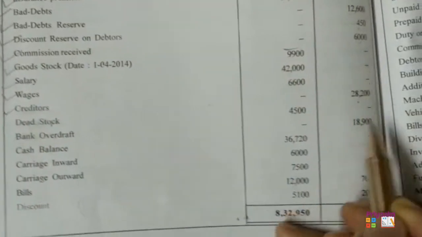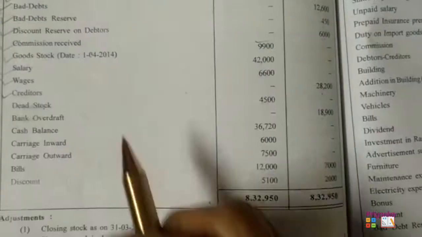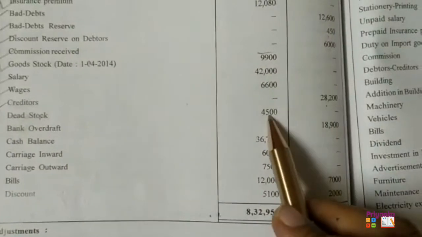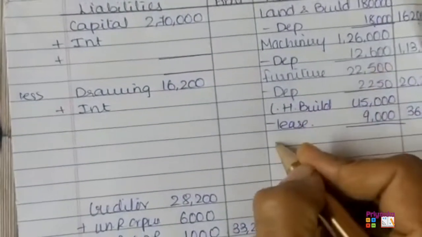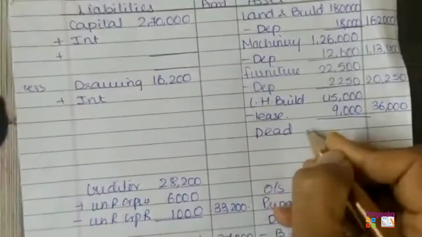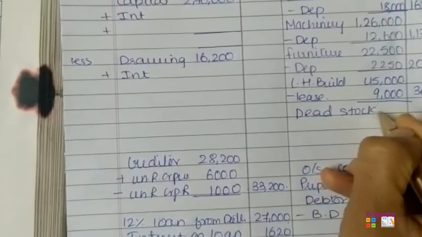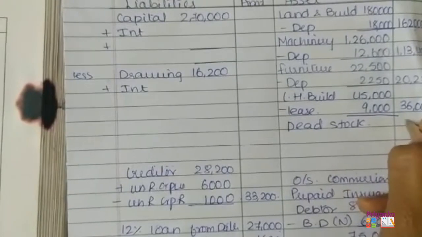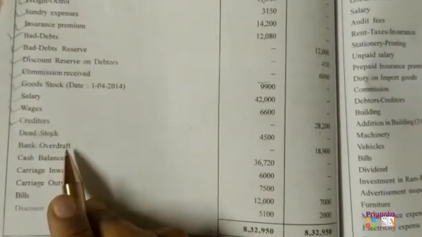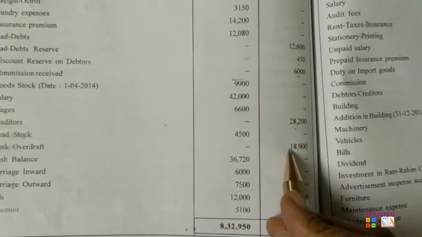dead stock, which will come 18,900. Dead stock 4,500, that will come on the asset side. Dead stock, value of dead stock is 4,500. Next, bank overdraft, 18,900, comes in the liability.